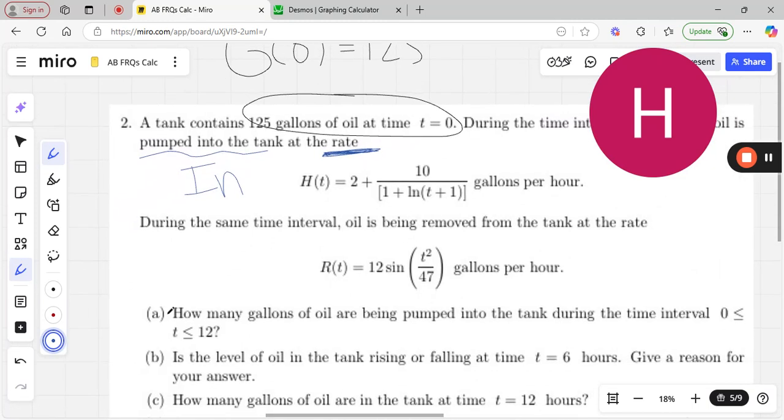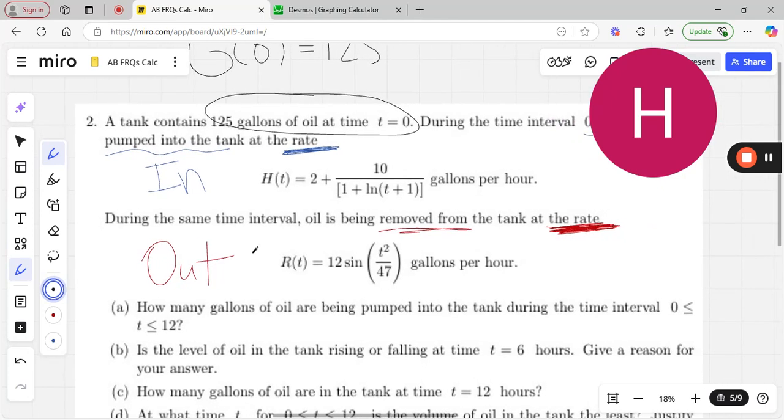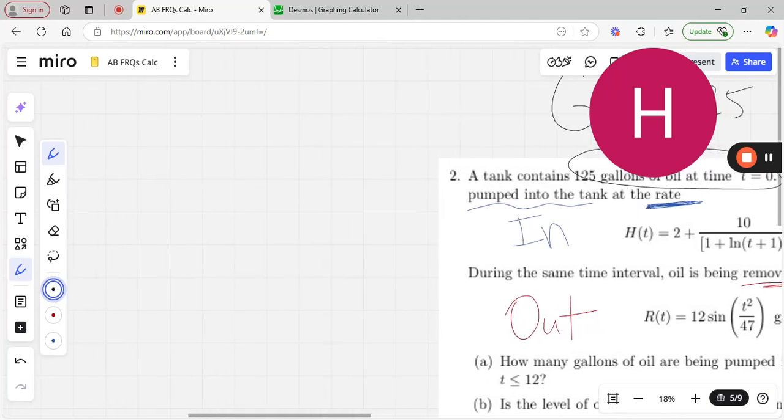During the same time interval, oil is being removed from the tank at a rate. So this is a derivative as well. This is how fast it's coming out. So stuff's coming in and stuff's coming out. The overall change in the gallons, let's call it G prime, is equal to the amount in minus the amount out.